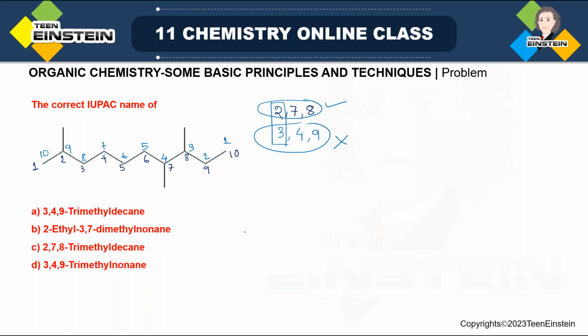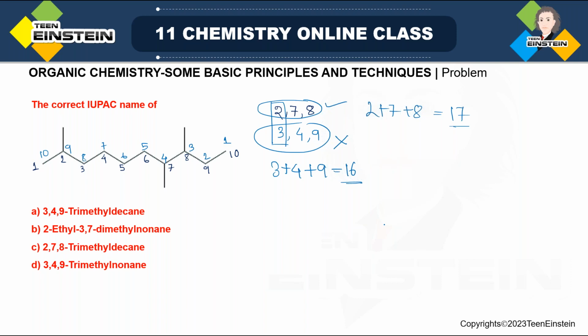Now if you simply follow the least sum rule, when you add 3 plus 4 plus 9, it is 16. When you add 2 plus 7 plus 8, it is 17. See, here 16, 17. 17 is larger than 16, but still we are choosing 2, 7, 8 trimethyl. That will be the correct one. Why? Because based on the rule of first point of difference. So don't consider the least sum rule.